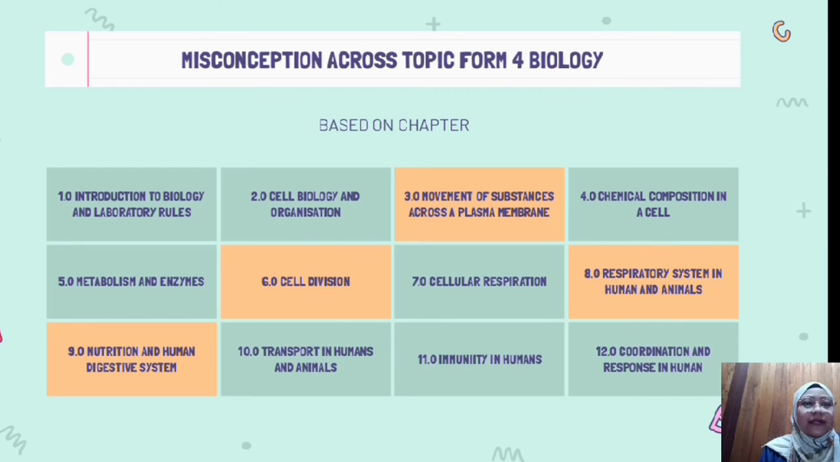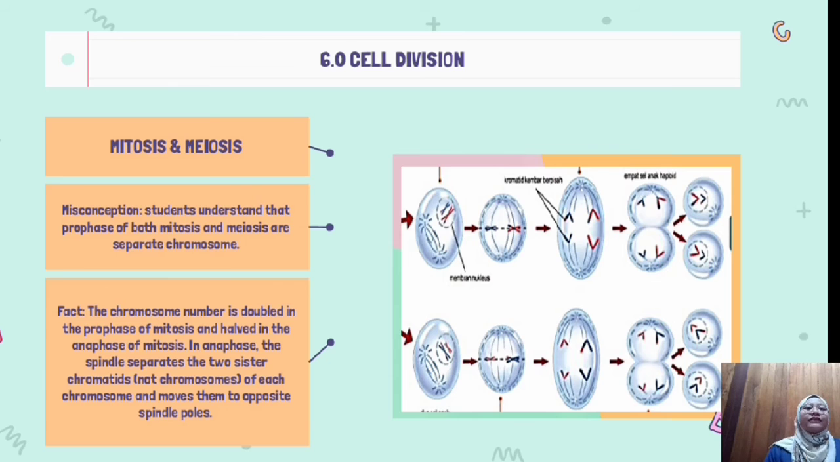The next part we're going to go with is cell division. Cell division is about mitosis and meiosis. Students understand that in the prophase of both mitosis and meiosis chromosomes are separated, but the fact is the chromosome number is doubled in the prophase of mitosis and halved in the anaphase of meiosis. In anaphase, the spindle separates the two sister chromatids, which is not a chromosome, of each chromosome and moves them to the opposite spindle poles.